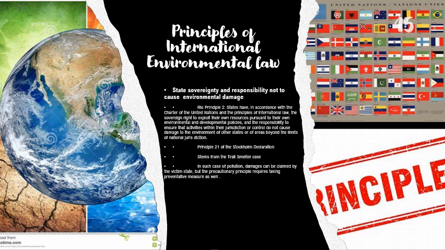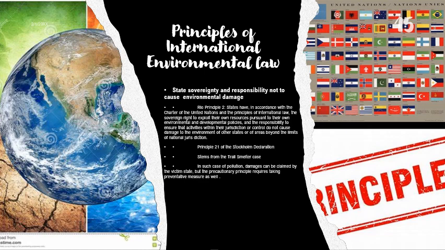Now, the principle of state sovereignty and responsibility not to cause environmental harm. This stems from Rio Principle 2 and Principle 21 of the Stockholm Declaration. You look into that yourselves. And it also stems from the Trail Smelter case. Please read up on that case. Wear that case like the skin on your bones.